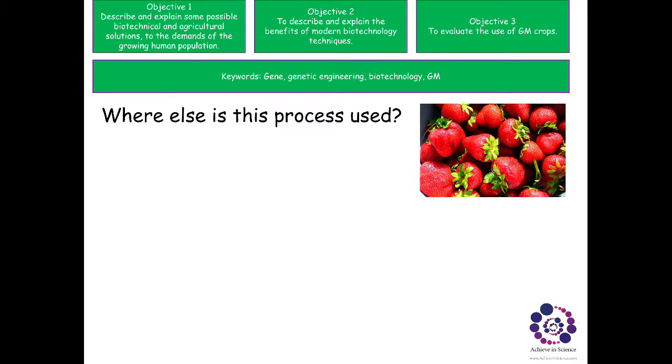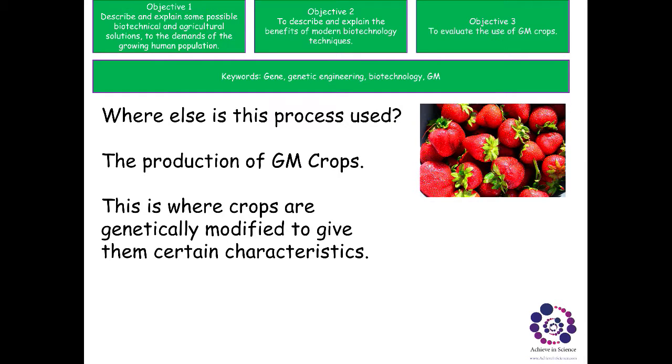Another use is for GM crops. This is where crops are genetically modified to give certain characteristics. The ones that are most appealing may help to sell the food.